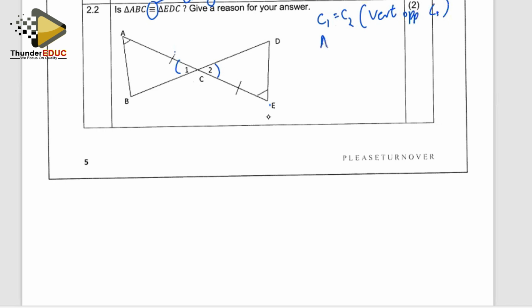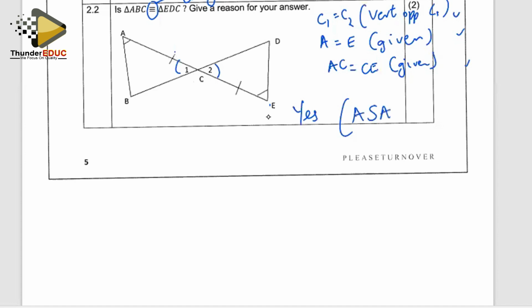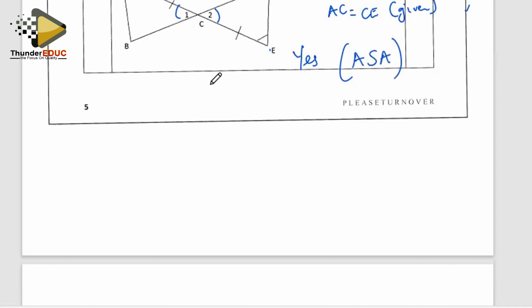Then I can say that A is the same as E. We're going to say given because we were told. And then we're saying that AC, two letters represent the length of the distance, is the same as CE. This is also given. So we have three facts that prove that these two triangles are exactly the same. So we're going to say yes. And the reason is going to be this is an angle and then the side and also an angle. So we're going to say angle, side, angle. All right, then that is 2.2.